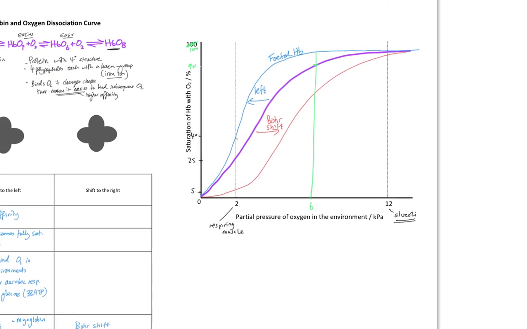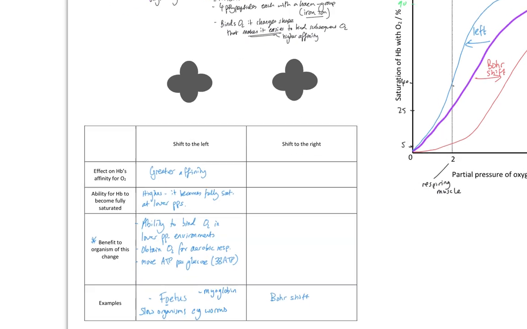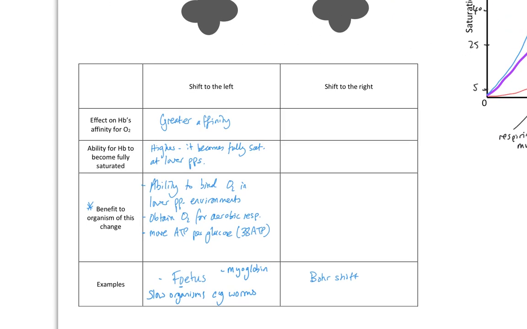So let's do the other one. We're going to do the shift to the right. So this has now got less affinity, which sounds crazy, doesn't it? It's got less affinity. Ability for hemoglobin to become fully saturated is less.